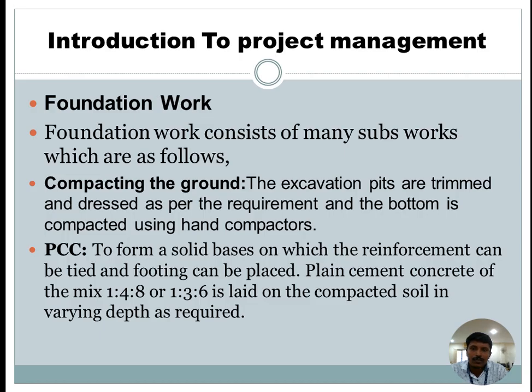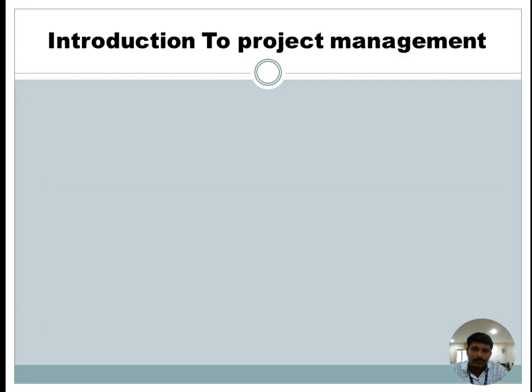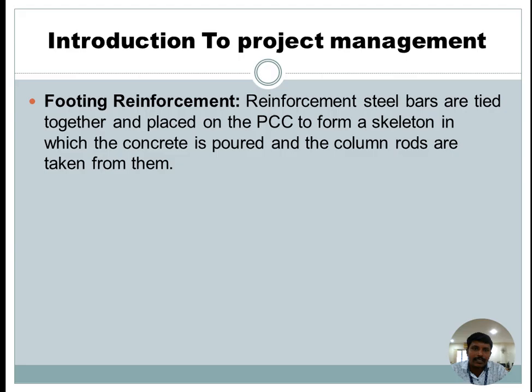Then PCC, to form a solid base on which the reinforcement can be tied and footings can be placed. Plain cement concrete of mix 1:4:8 or 1:3:6 is laid on the compacted soil in varying depth as required. The mix also depends on the PCC type. Then footing reinforcement. The reinforcement steel bars are tied together and placed on the PCC to form a skeleton in which the concrete is poured and the column rods are taken from them.